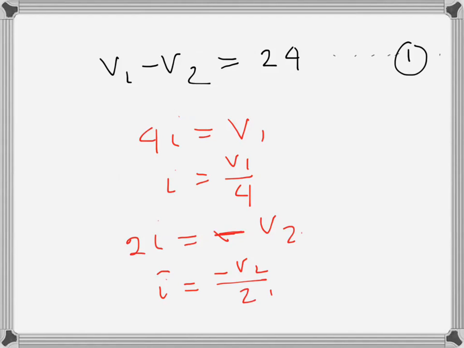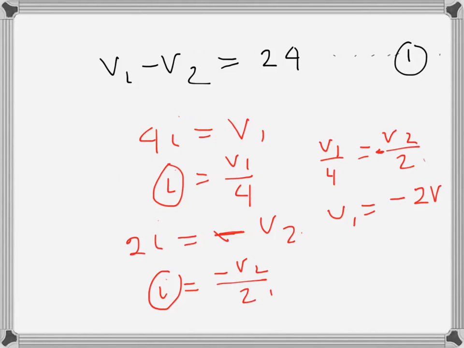Now these are the same I, because it's just one loop, so we can equate V1 over 4 is equal to minus V2 over 2, because both are I and that's a negative there. So V1 is negative of 2V2. That's what we get from here. This is our relation between V1 and V2.